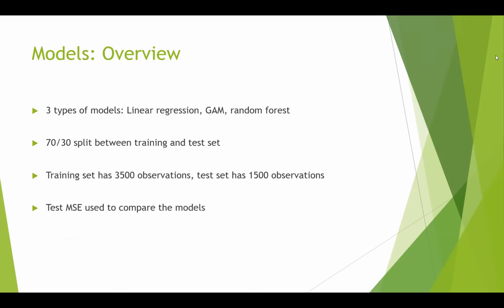So moving on to the actual analysis, there's 3 different types of models that I created to predict the data. The first was a linear regression. I also made a GAM and a random forest model. So in order to measure the accuracy of these models, I split the data into a 70-30 split between the training and the test observations. So the training set has 3,500 observations, and the test set has the remaining 1,500. These observations were randomly chosen to ensure that the order that they're listed in doesn't affect the results. And the test MSE is going to be used to compare between the models.